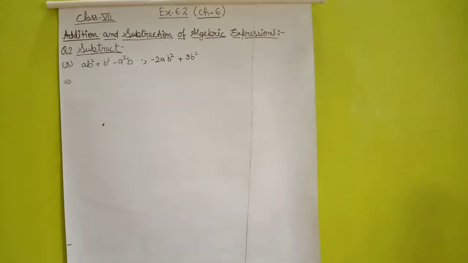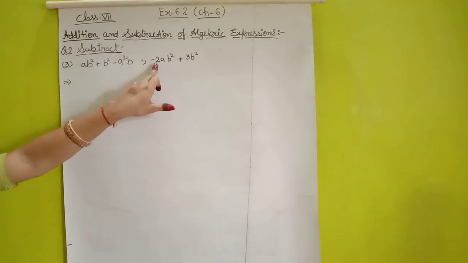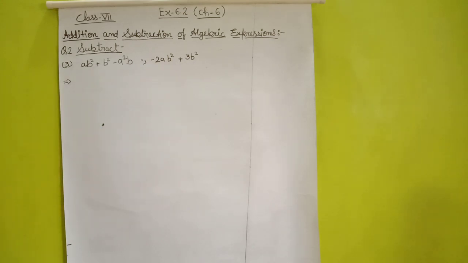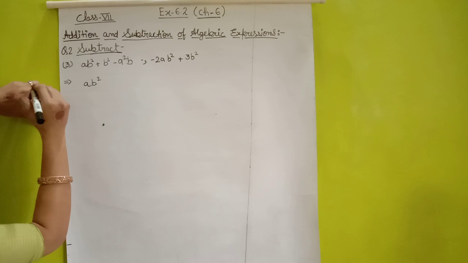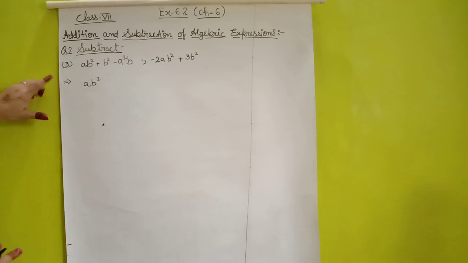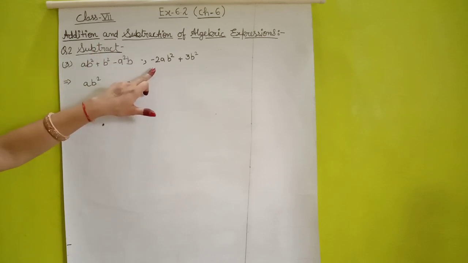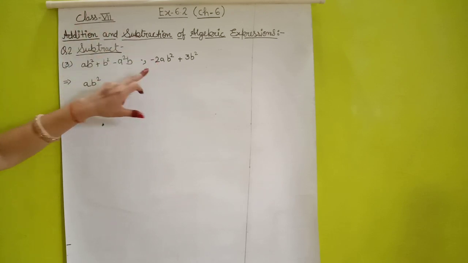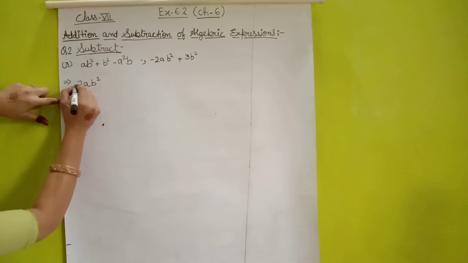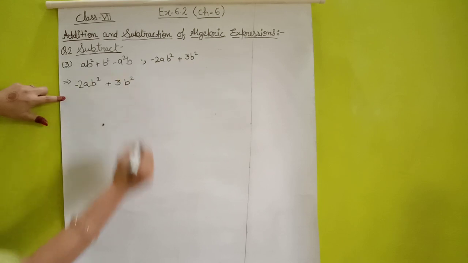Students, in part third, you can see in one equation 3 terms are given. In another equation 2 terms are given. So it means students, here we will not use horizontal method, we will use column method. Okay. So first I will write this ab square. Sorry students, what will we do here? We are to subtract the first term from the second term. So that term will come upside. So here minus 2ab square plus 3b square we will write upside.